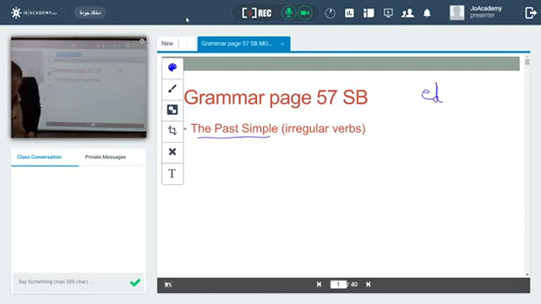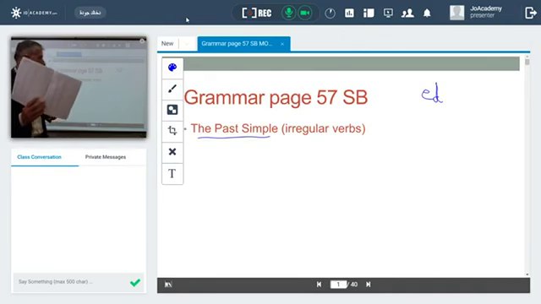We need to go to page 78, 79 of your activity book. We have a list of irregular verbs. So please go to your activity book, page 78 and 79. We have the list of the most common irregular verbs, and try to memorize them by heart, because there is no fixed rule for writing these verbs.